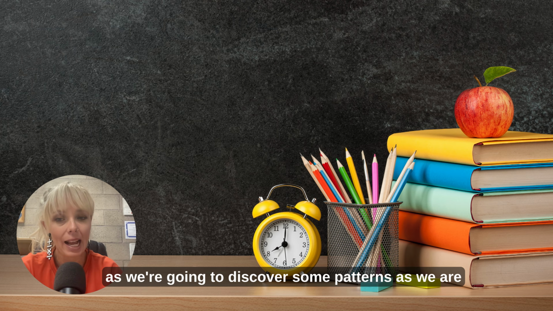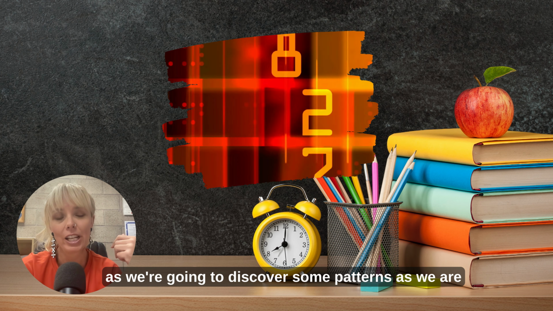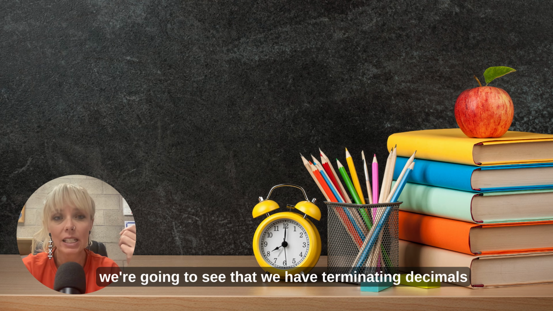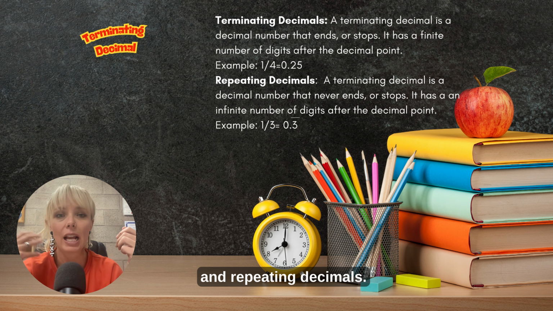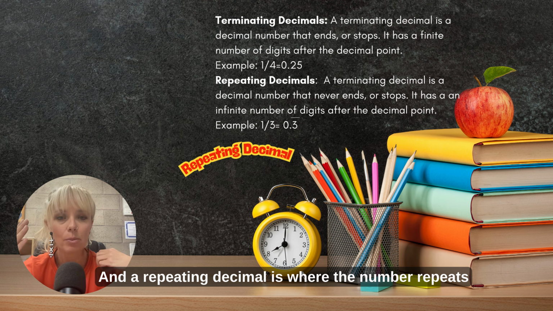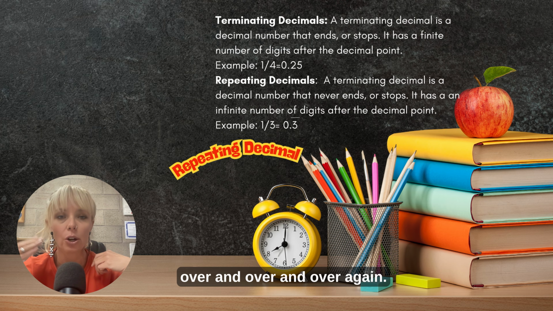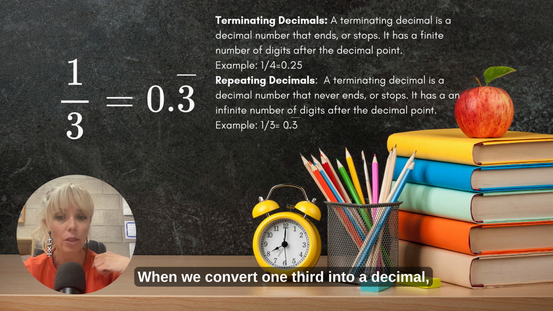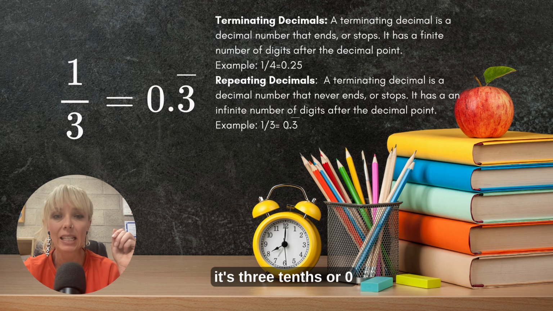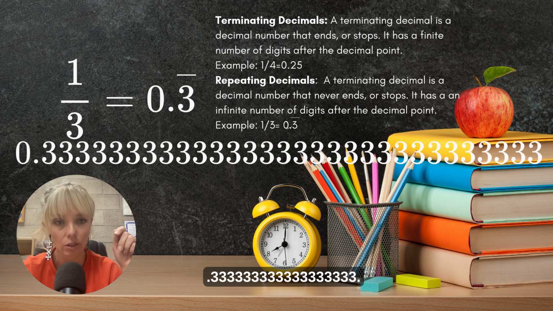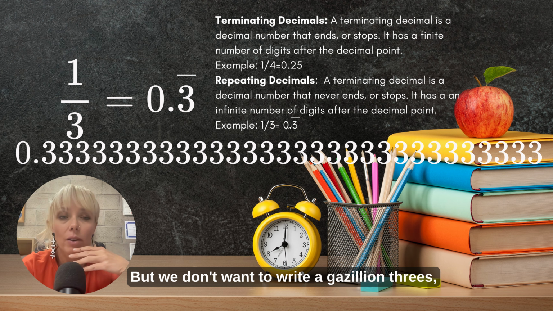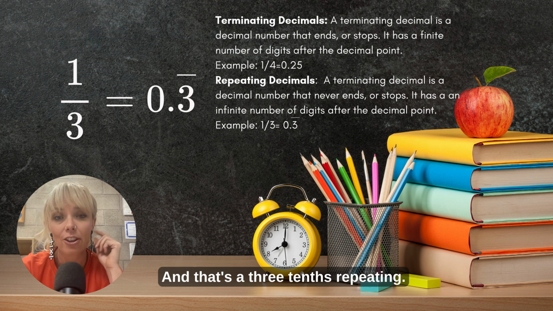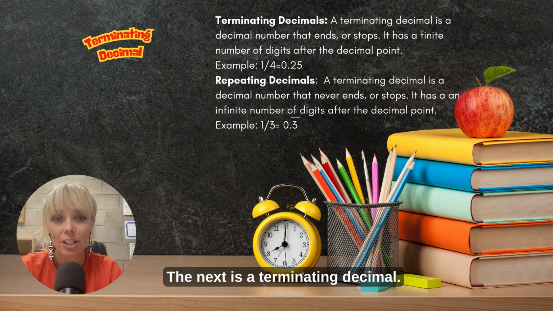As we divide fractions and turn them into decimals, we're going to discover some patterns. We're going to see that we have terminating decimals and repeating decimals. A repeating decimal is where the number repeats over and over and over again. An example of that would be 1/3. When we convert 1/3 into a decimal, it's 0.3333333333333333. But we don't want to write a gazillion threes, so we just write 3 with a line over it, and that's 0.3 repeating.